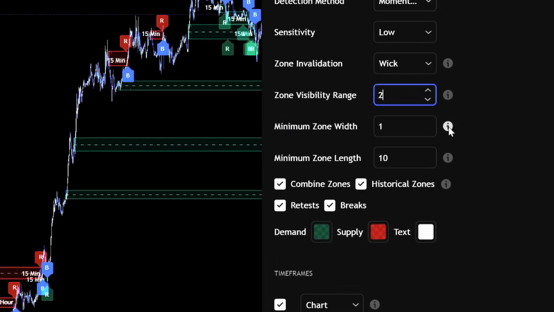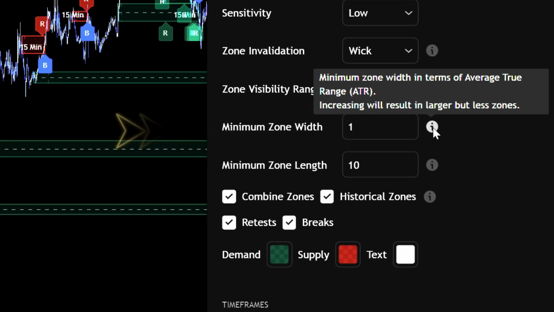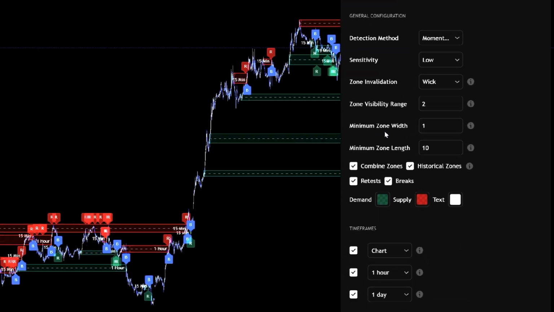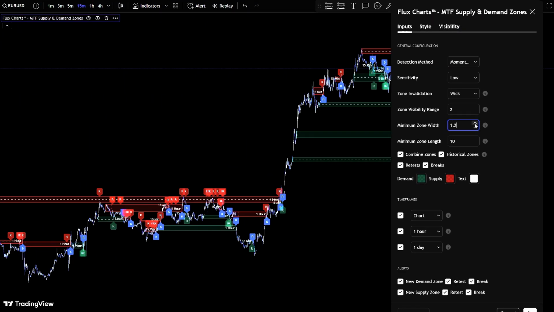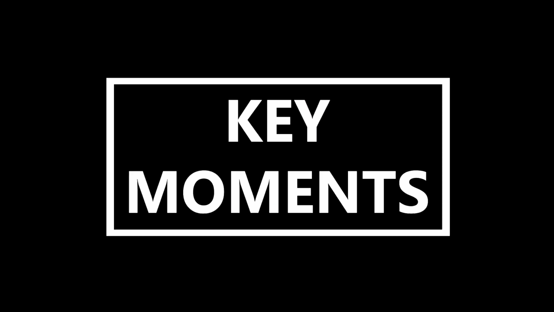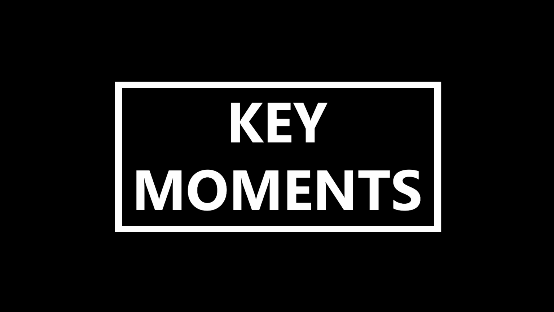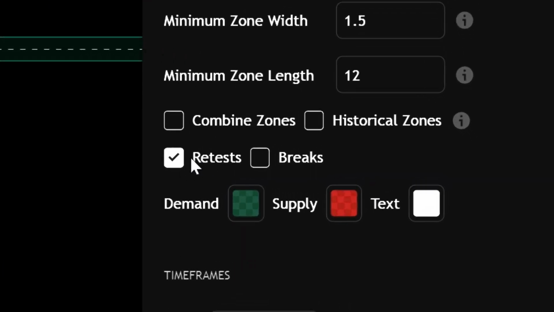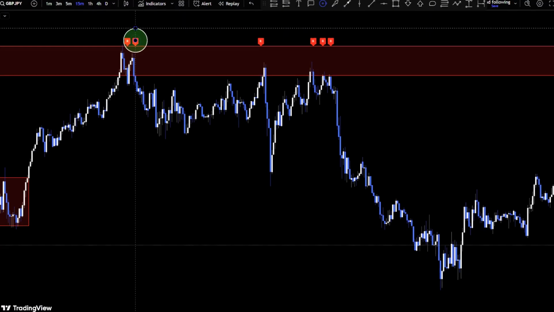Another filter is minimum zone width, measured in 8-year average true range. Increase this and you'll only see major zones, like a wide supply zone on a daily chart where big money is clearly at play. This indicator also labels key moments. When price leaves the zone and returns, a green or red R label appears, marking retests.